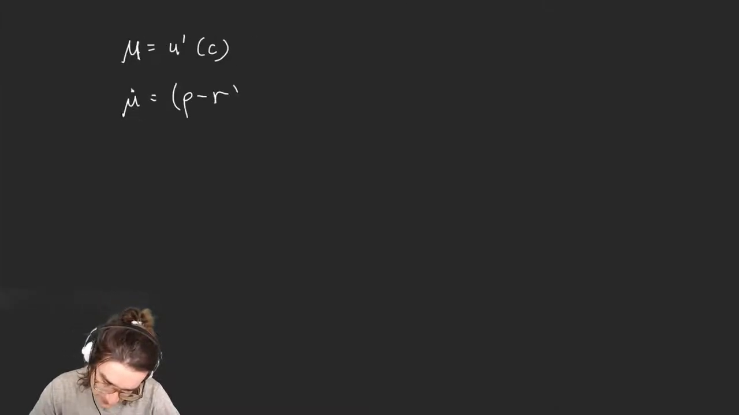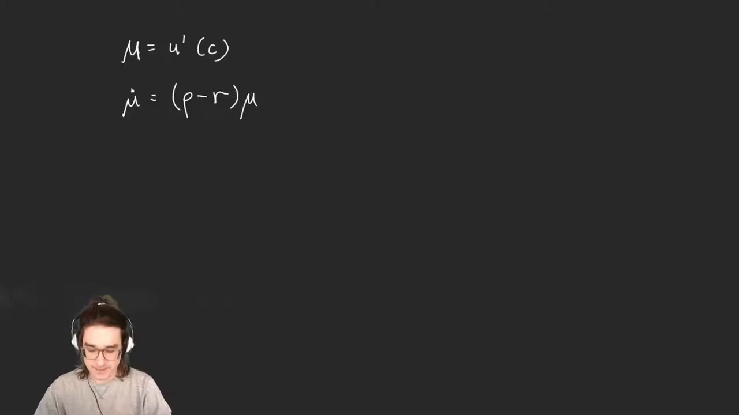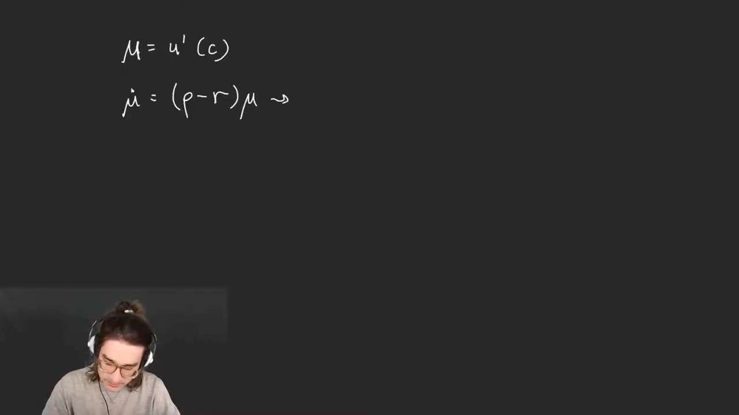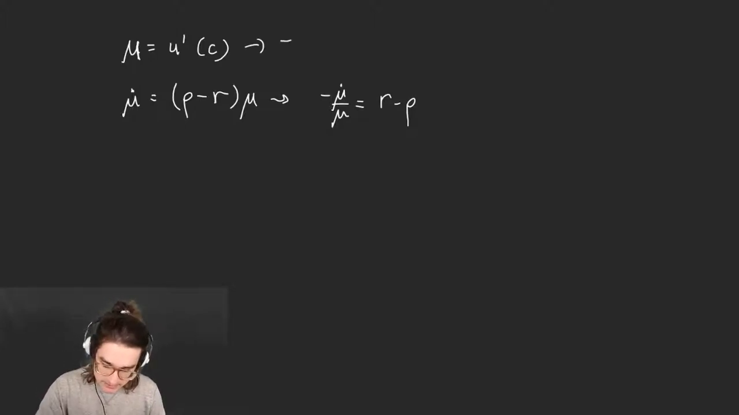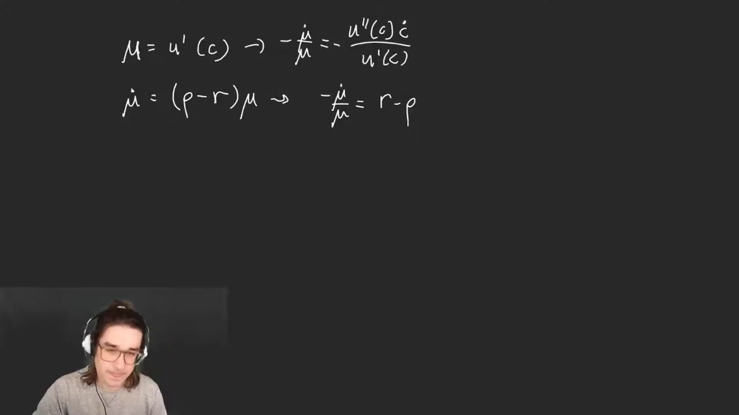So let's do this in a non-super constrained way. What we did was say minus mu dot over mu is going to be r minus rho. That was what we did before. And then at the top, we say that minus mu dot over mu is equal to minus u double prime of c times c dot over u prime of c. So these two things, the top and the bottom, are going to be equal to each other, and that's how we eliminate mu.